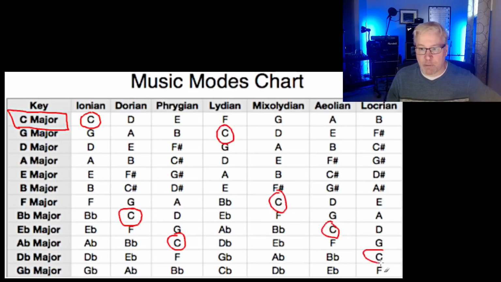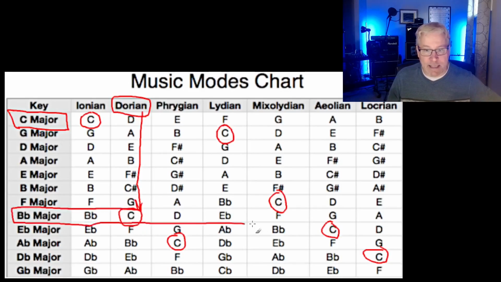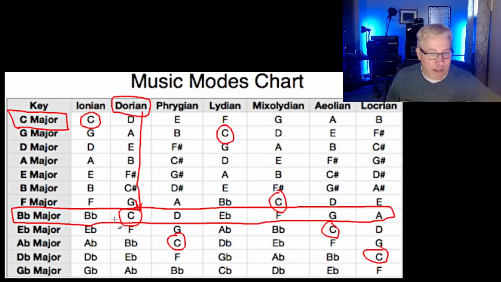The way that you would use this chart is that if you want to look at what the notes are in C Dorian, for instance, you would find the tonic note of C, because we're in the key of C major, and B flat in our case is the major scale that corresponds to C Dorian. So the notes that are in the C Dorian scale are C, D, E flat, F, G, A, and B flat.